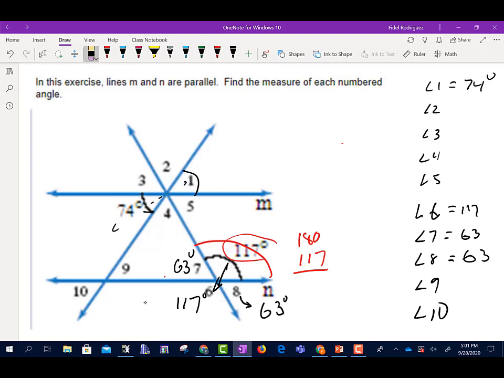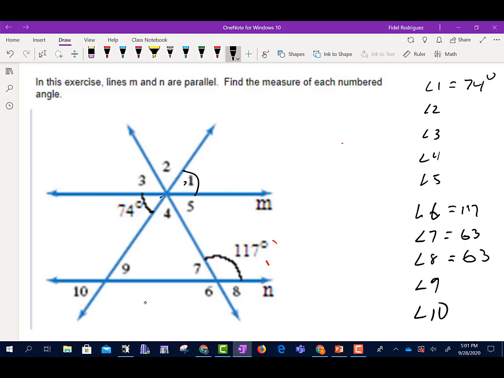Okay, so I'm going to clean up some of this mess just because we got a whole lot of it here. And I'm trying to keep this as clean as possible. Okay, I am going to label some of these angles. So we said this here was 117. We said that was 63, and we said this one was 63. Okay, let's see what else we know.